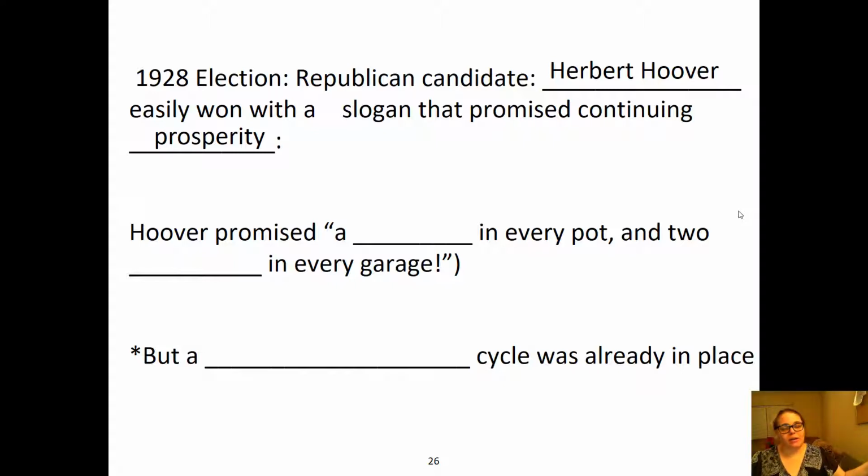He says, we've got a Republican president now. Elect another Republican, right? And I promise a chicken in every pot and 2 cars in every garage. Okay? That's his slogan that promises everything's going to be good.